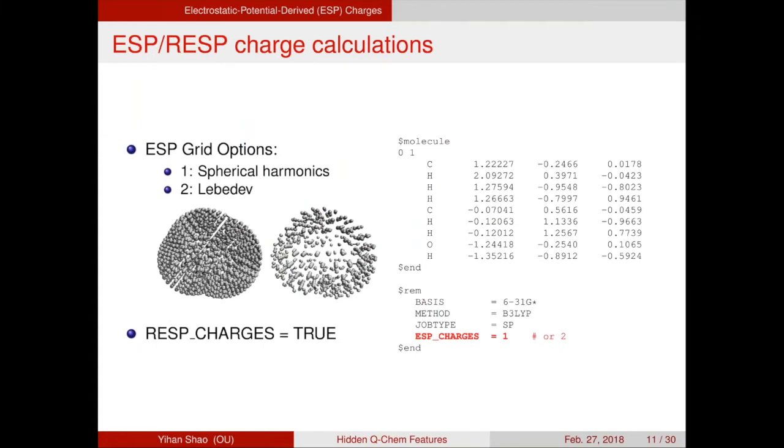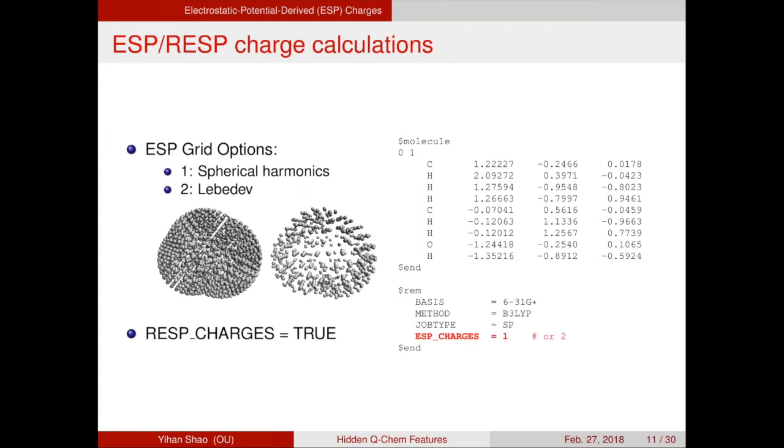Okay, now back to our ESP charges. The only thing we have to do is, in the input file, add ESP_CHARGE to be 1 or 2. If we use 1, then we have different grid points for computing the electrostatic potential.